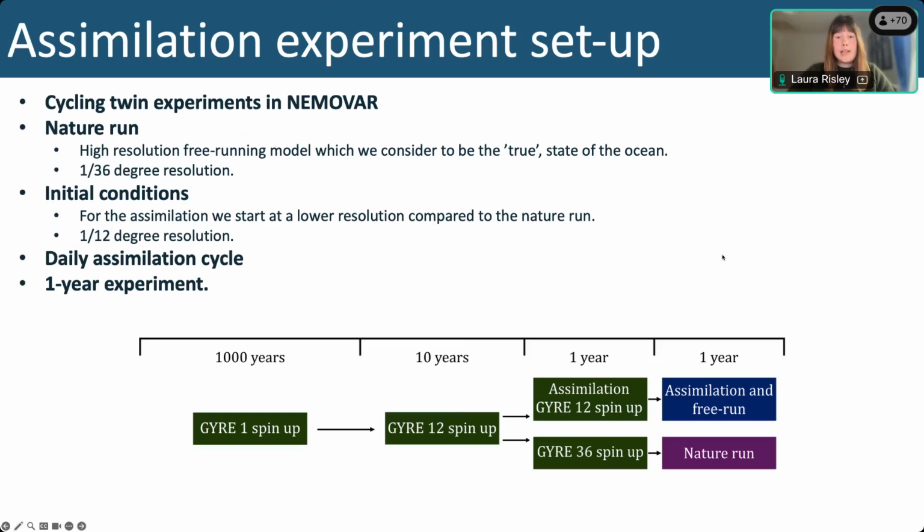So I set up cycling twin experiments in NEMOVAR. For these, we have a nature run, which is a high resolution model run that we consider to be our truth. And this was at a 1/36th of a degree resolution. We then ran multiple assimilation experiments, and these were initialized at a lower resolution, so a 12th of a degree resolution. We had a daily assimilation cycle and a 1 year long experiment.